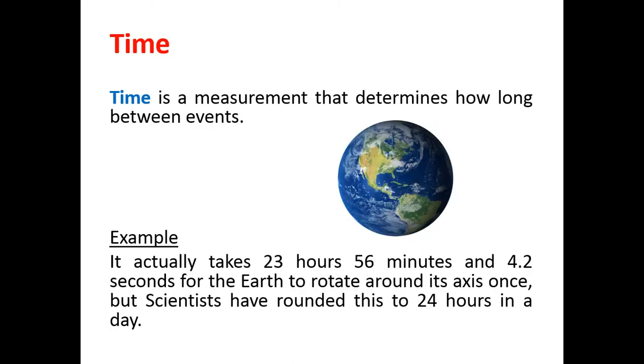Time. Time is a measurement that determines how long between events. For example, it actually takes 23 hours, 56 minutes and 4.2 seconds for the Earth to rotate around its axis once. But scientists have rounded this to 24 hours in a day.